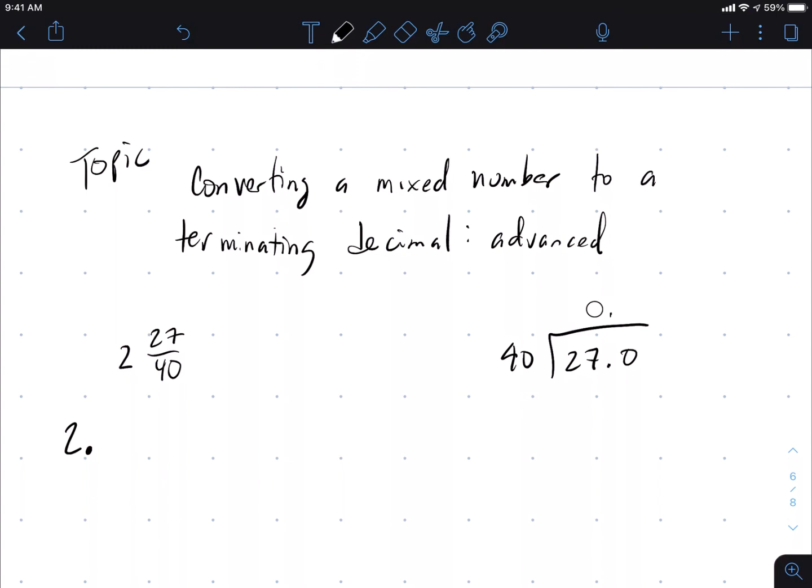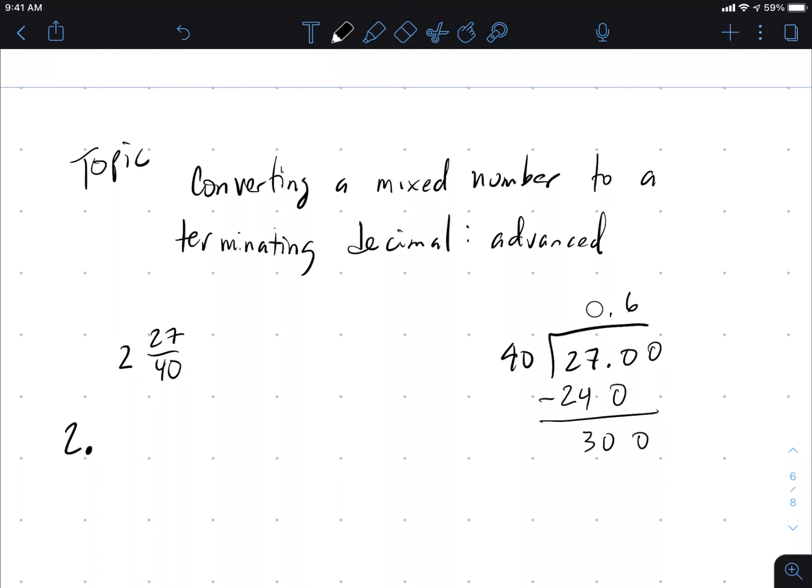What do you guys think? How many times does 40 go into 270? I think it's 6, right? Yeah. So let's try 6 and see. 6 times 4 is 24, and then 6 times 0 is 0. I've got to subtract them, so there's a 30. Let's add a 0 and bring it down.